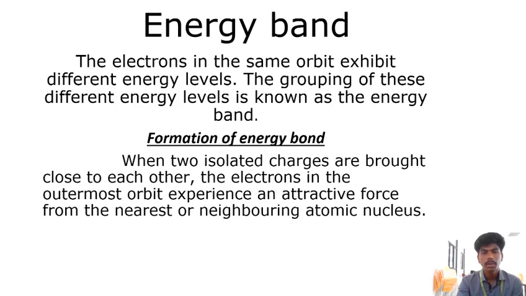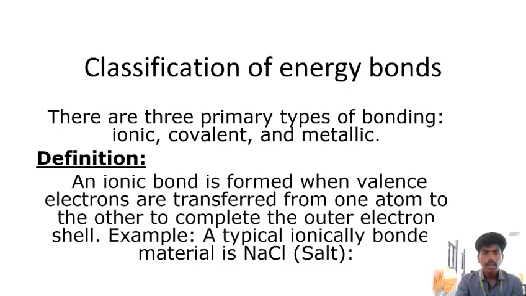Let us see energy band. The electrons in the same orbit exhibit different energy levels. The grouping of these different energy levels is known as an energy band. Formation of energy band: when two isolated atoms are brought close to each other, the electrons in the outermost orbit experience attractive forces from the nucleus of neighboring atoms.